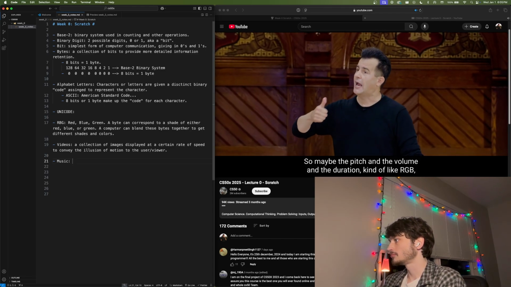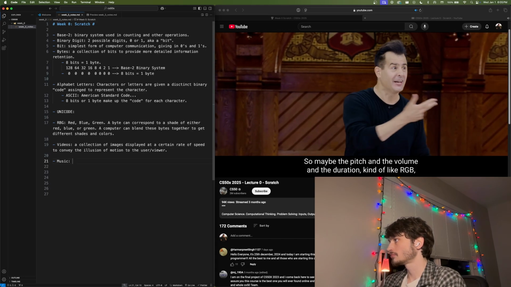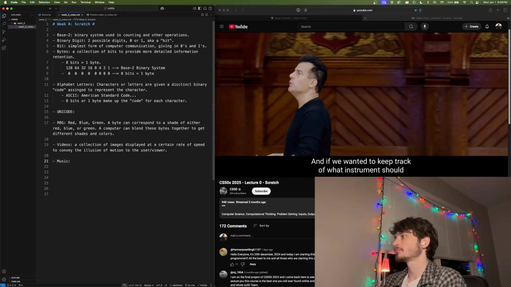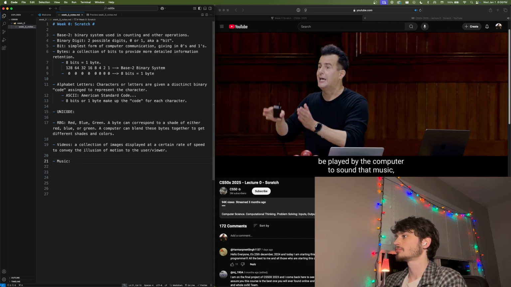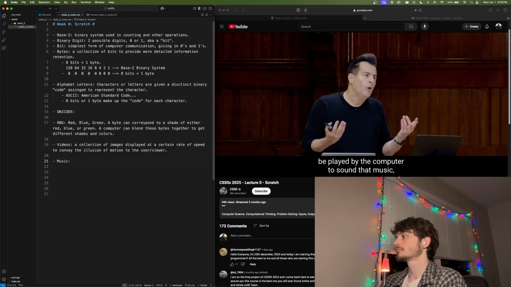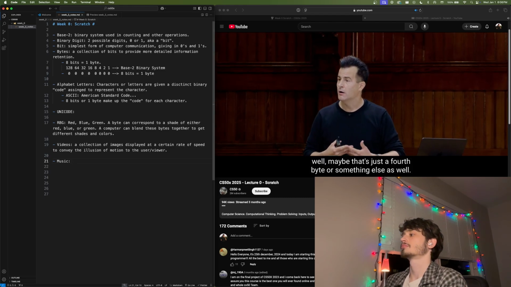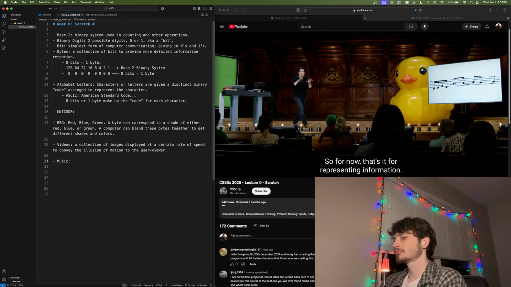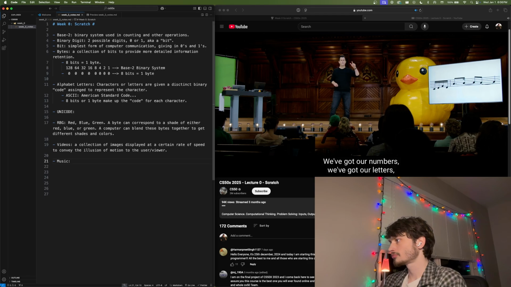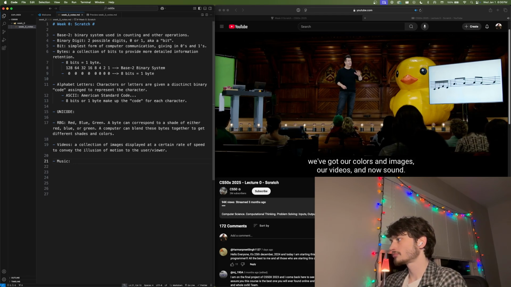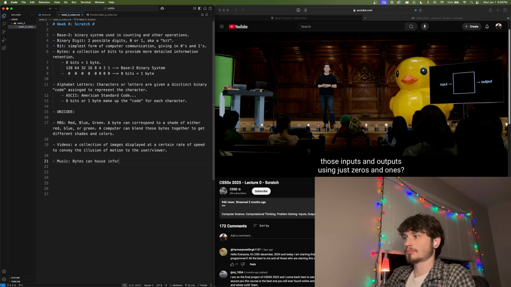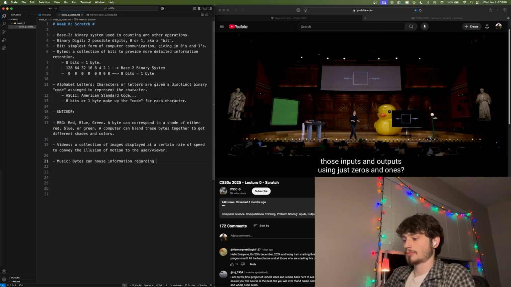So maybe the pitch and the volume and the duration, kind of like RGB, we could use 3 bytes to represent every musical note in some piece. And if we wanted to keep track of what instrument should be played by the computer to sound that music, well, maybe that's just a 4th byte or something else as well. Which is to say, at the end of the day, all we have are these zeros and ones to throw at the problem. So for now, that's it for representing information. We've got our numbers, we've got our letters, we've got our colors and images, our videos, and now sound. Any questions on how computers then are representing, as promised, those inputs and outputs using just zeros and ones?